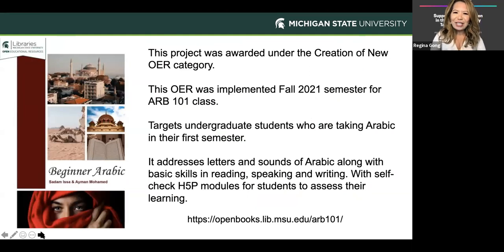Okay, so now I'm gonna turn it over to our faculty authors to showcase their work. I think this is Saddam. So Saddam?